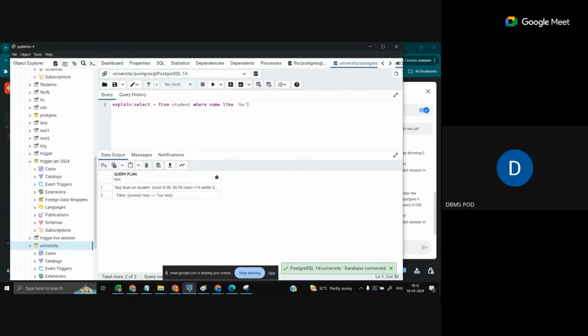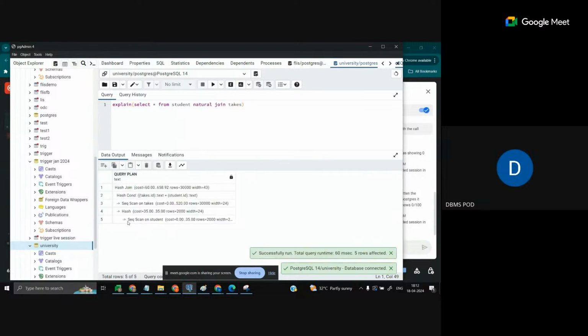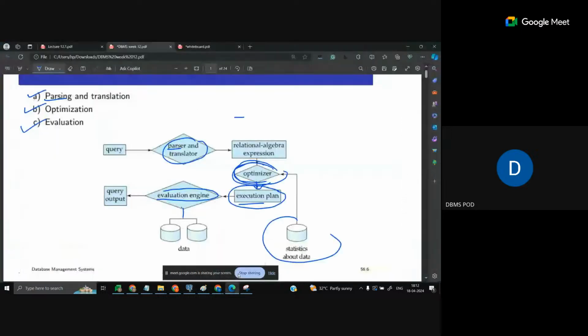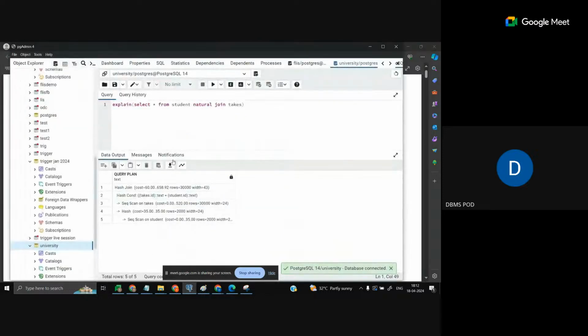Suppose you join, starting from students, natural join text. So if you see, you can see the sequential scan and then hash join, all the things, whatever the execution plan. If you want to see the actual execution plan for any query in Postgres, you can use the explain keyword, and it will show what it is actually doing.